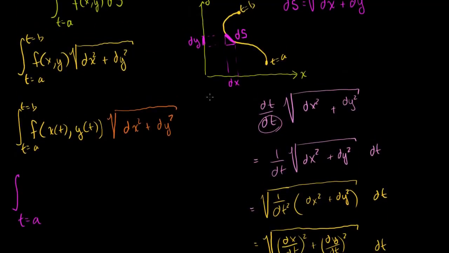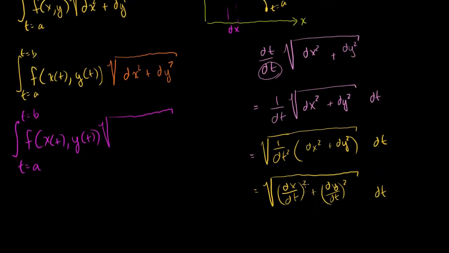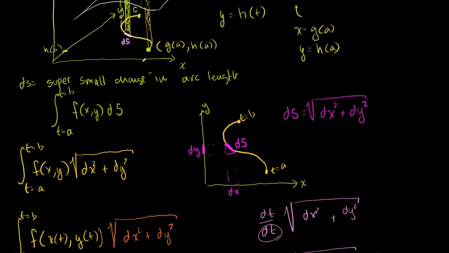From t is equal to a to t is equal to b of f of x of t and y of t. They're both functions of t. And now instead of this expression, we can write the square root of, well, what's dx? What's the change in x with respect to time, or whatever this parameter is? What is dx dt?